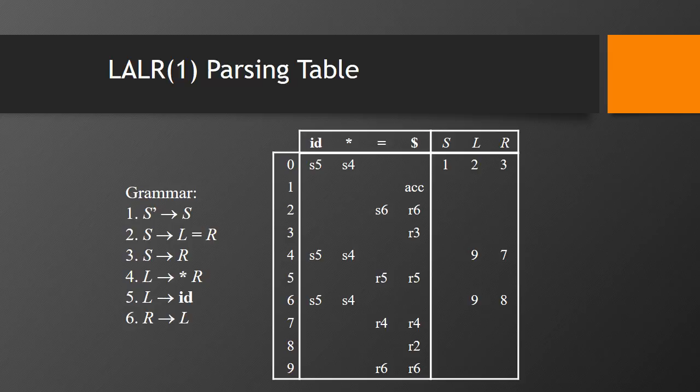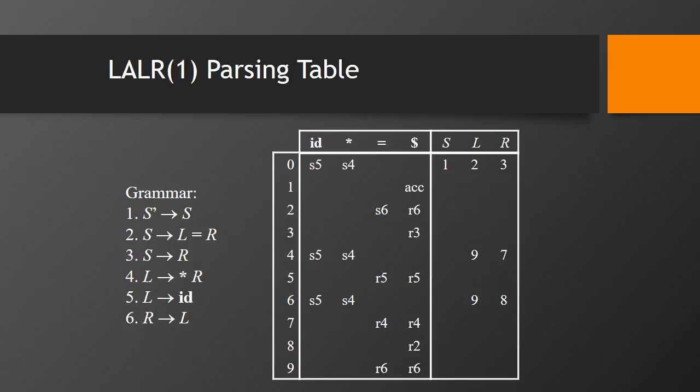So item 0 of ID will be S5 and item 0 of star will be S4. Similarly, item 2 of equal to will be S6 and I2 comma dollar will be R6. Item 3 of dollar will be R3. Item 4 of ID will be S5 and star will be S4. Similarly, item 5 of equal to will be R5 and item 5 of dollar will be R5.